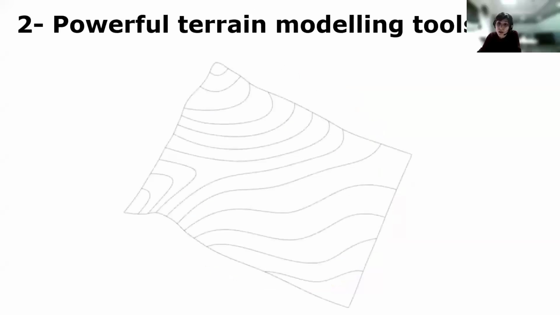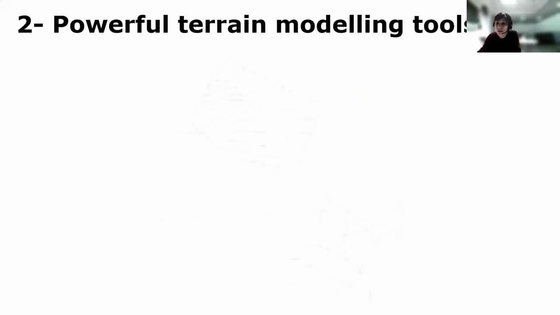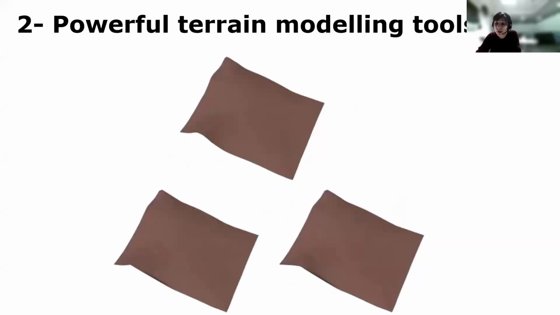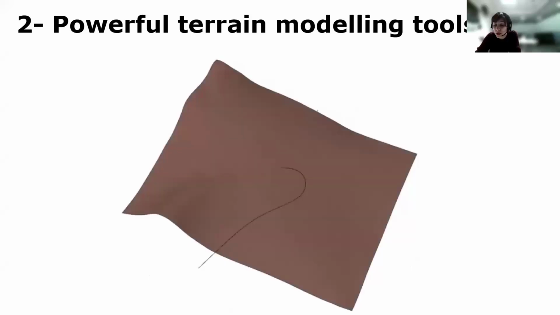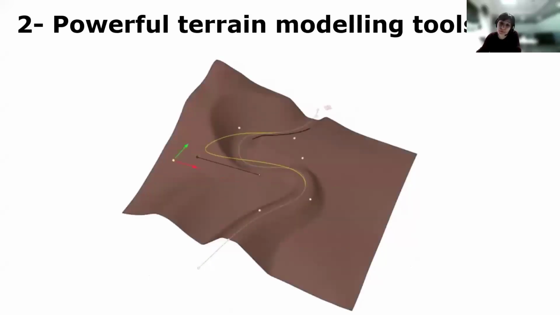For modeling the terrain, there are different ways. We can convert points, lines, or combination of points and lines to a 3D terrain. Once the terrain is generated, we can easily do cut and fill and different operations on top of this terrain.